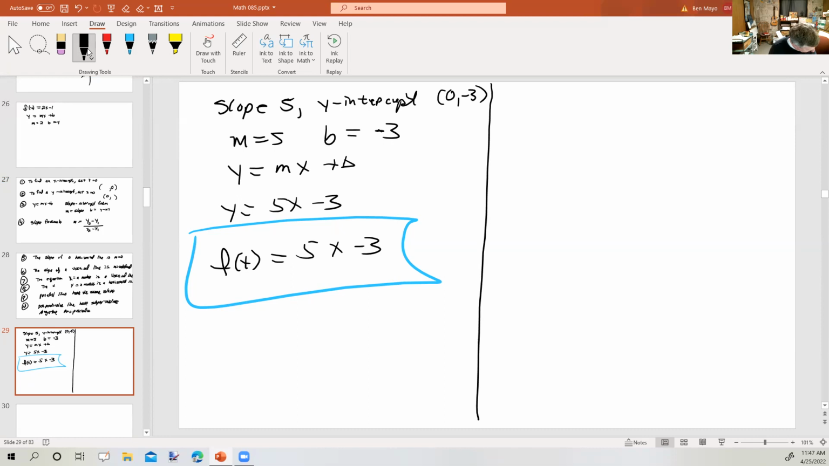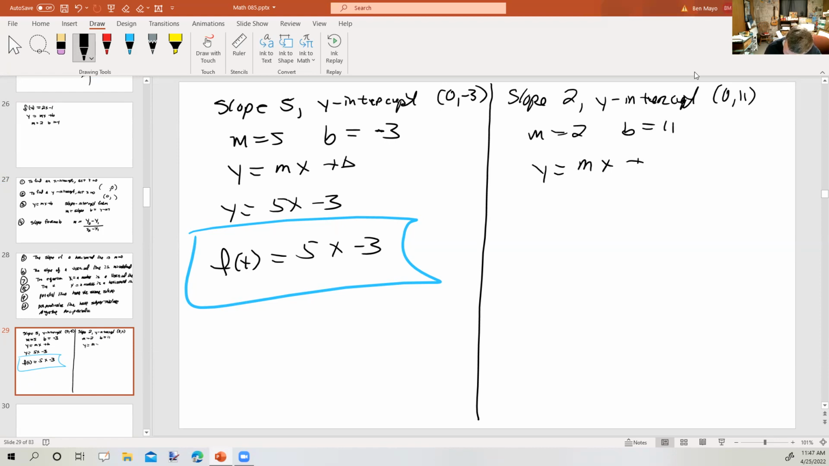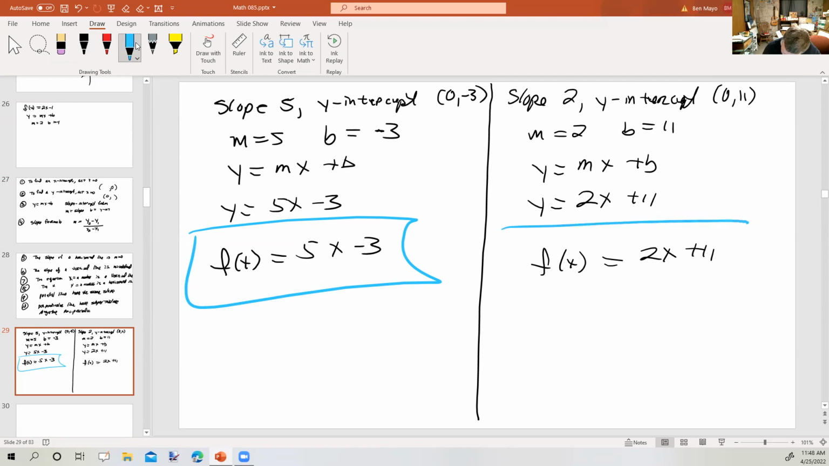All right, let's take a look at another one. This says slope is 2 and the y-intercept is (0, 11). So m is 2, b is 11, y equals mx plus b, y equals 2x plus 11, f of x equals 2x plus 11. Any questions there? Okay.